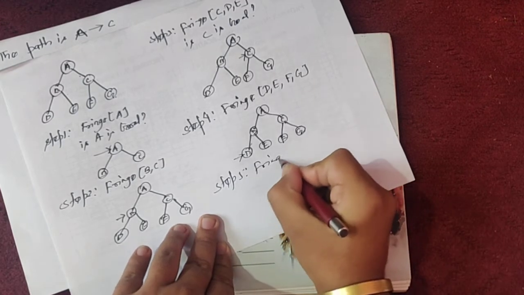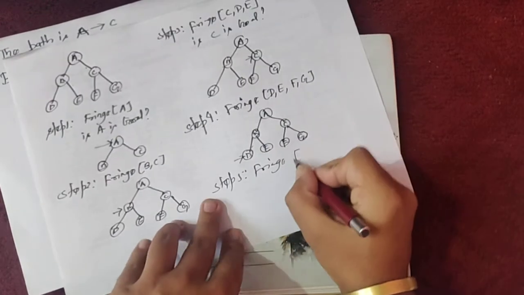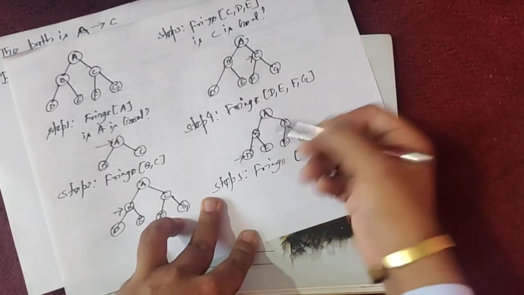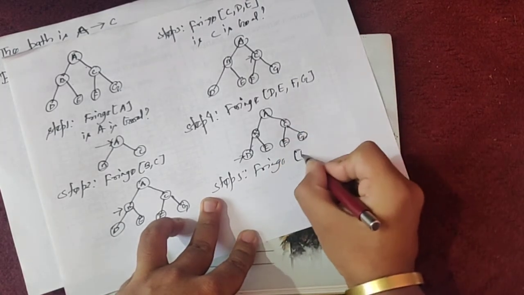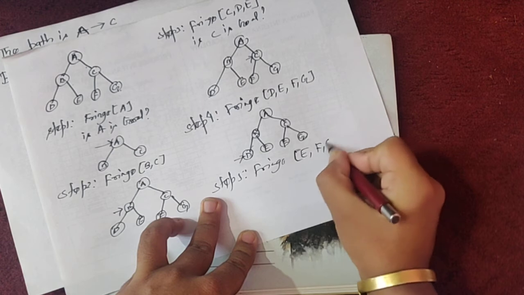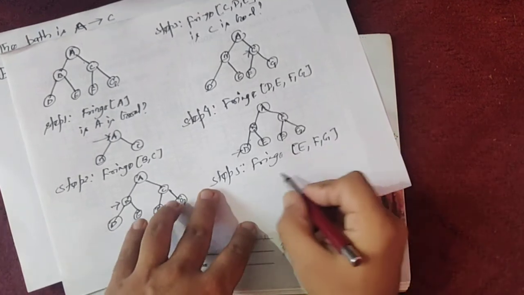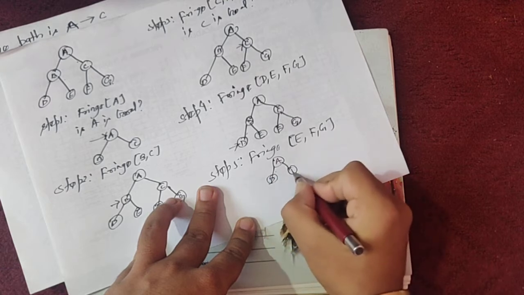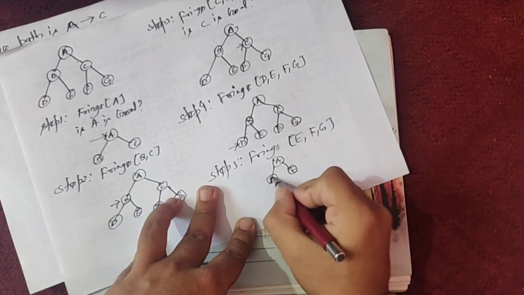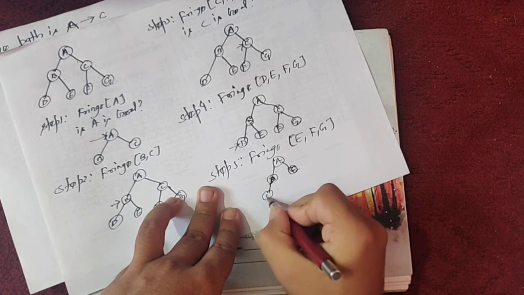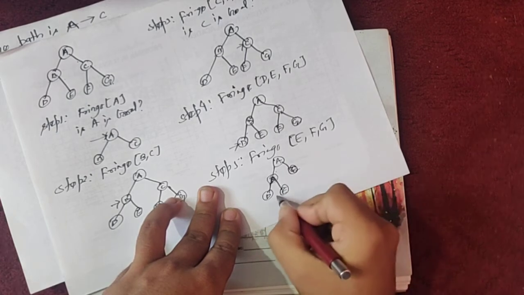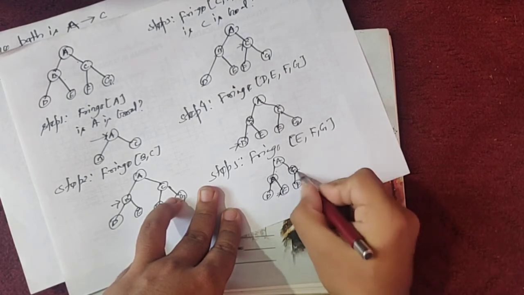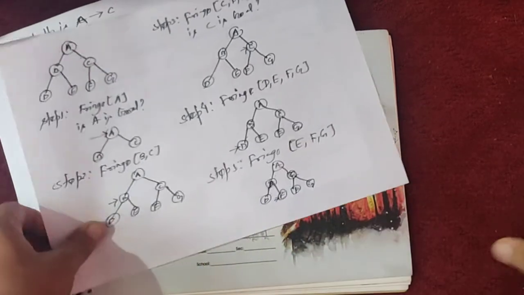Fringe. Okay, so D is popped out, leaving E, F, and G. So again we check whether E is a goal node or not. B, C, D, E. E is checked, then F and G. So E is also not a goal node.